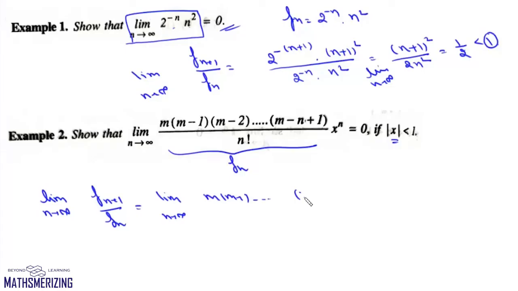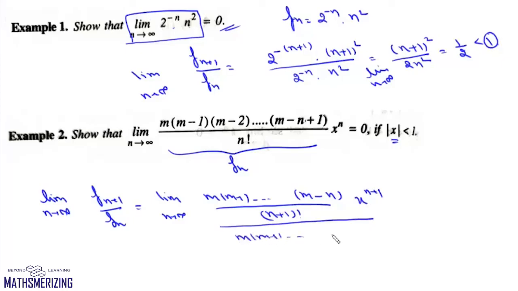m(m-1) up to (m-n) upon factorial (n+1) into x to the power of n+1 upon m(m-1) up to (m-n+1) upon factorial n. Now here all these terms will cancel.